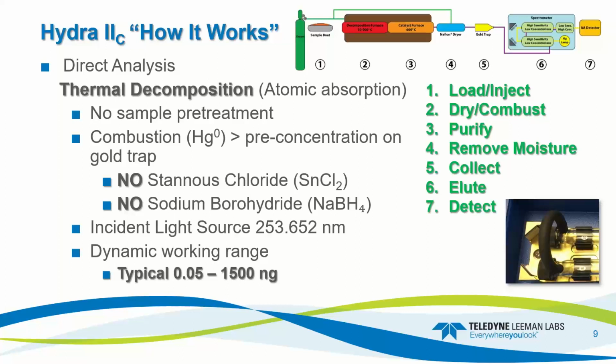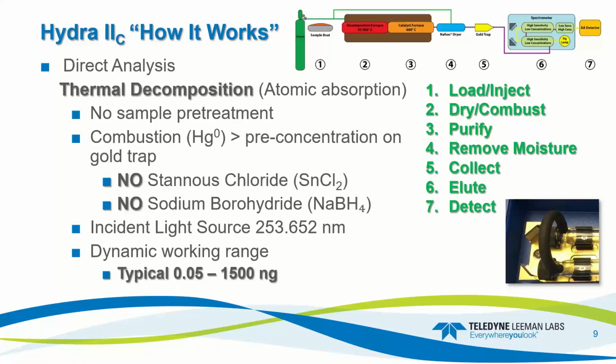Again, this unit works by thermal decomposition. So we heat the sample until it decomposes. There's no sample pretreatment needed. There's no reductant needed to convert the mercury species into its elemental form; that happens during the combustion. So we have no expensive stannous chloride reagent needed, no sodium borohydride, anything like that.